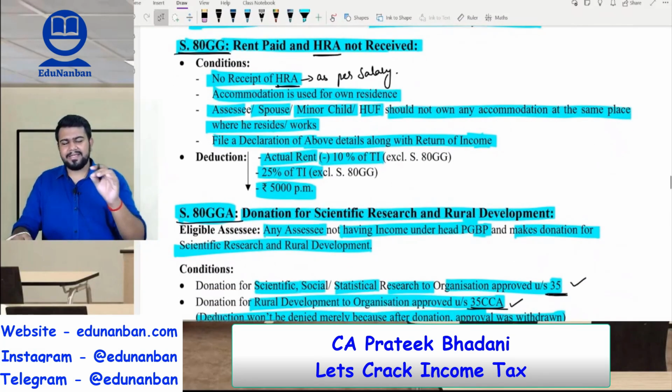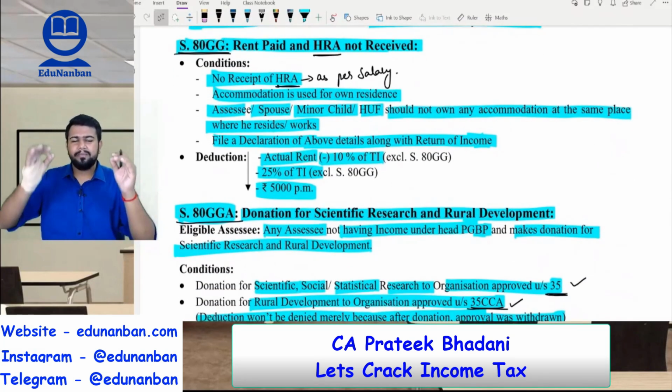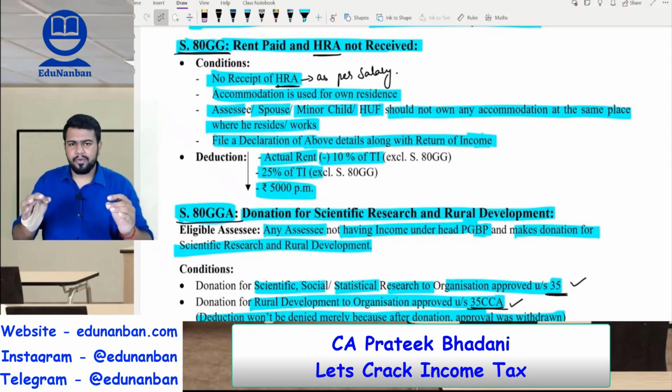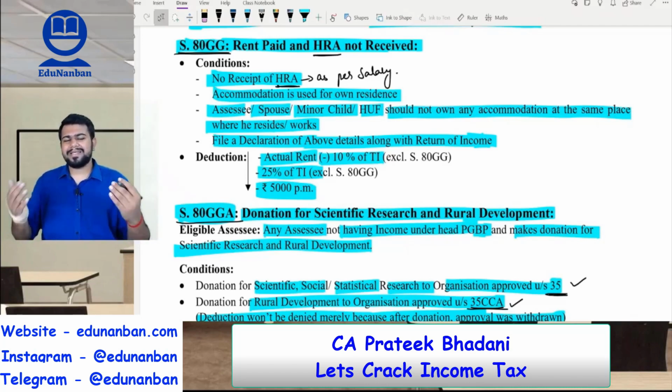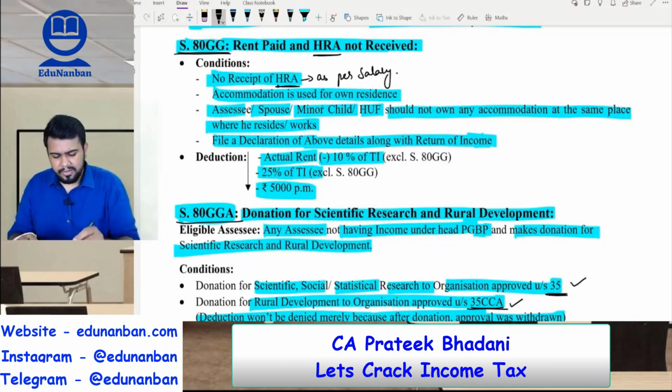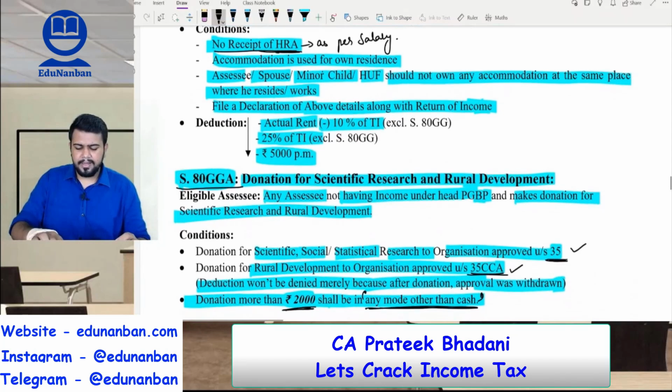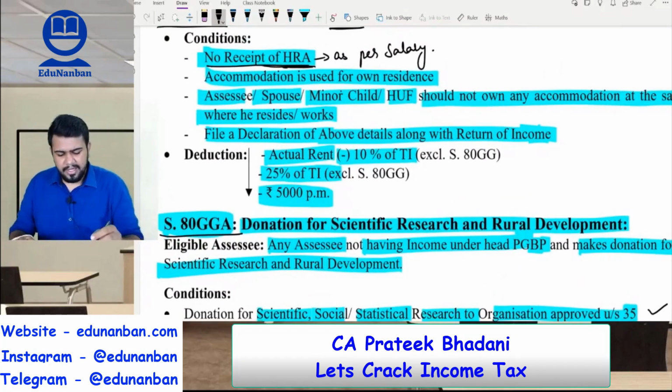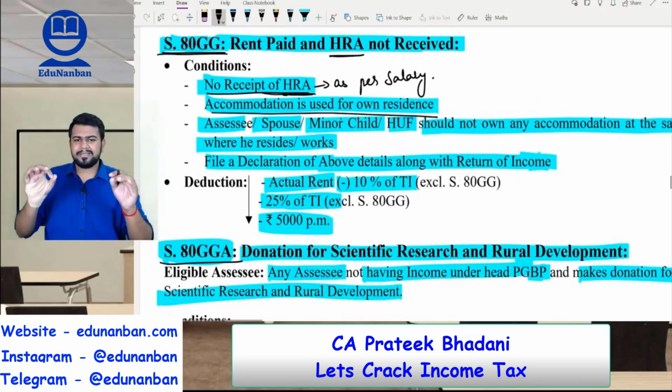Next, section 80GG. Usually the people who are salaried employees will claim house rent allowance exemption under section 10(13A). But what will happen to the people who are not salaried employees? They can claim the deduction here under section 80GG. So it is applicable to the people who are not covered under HRA.